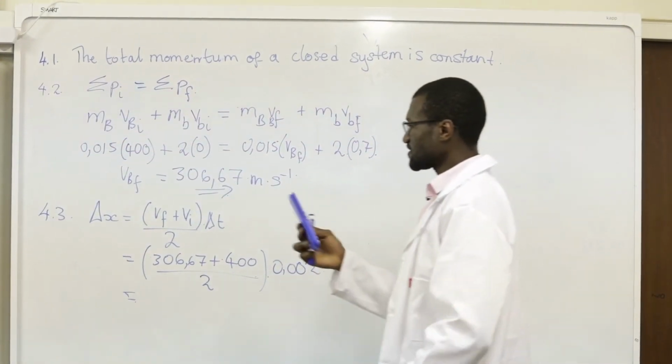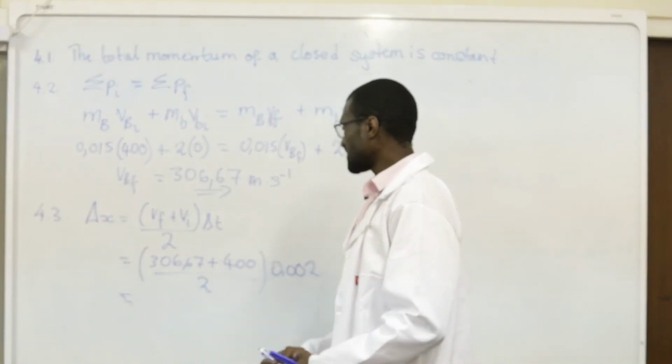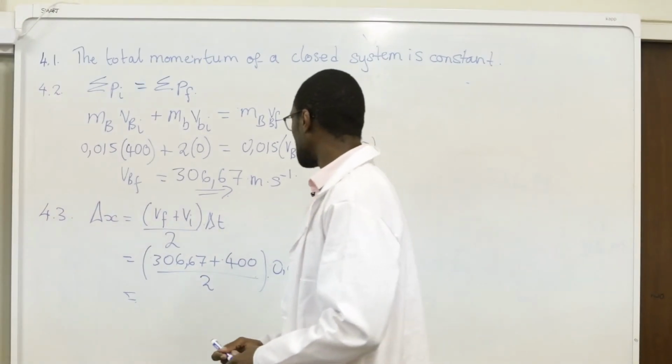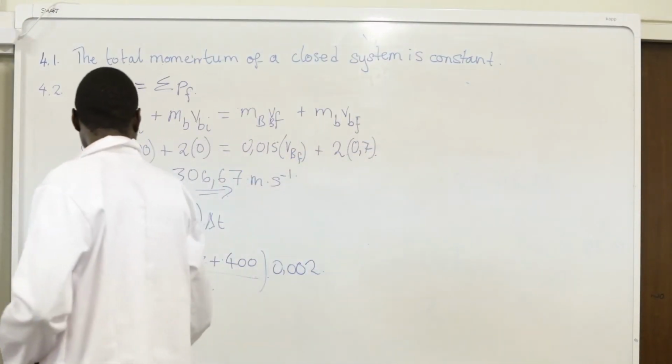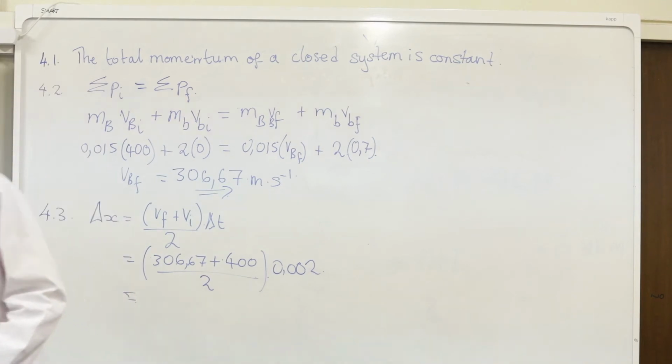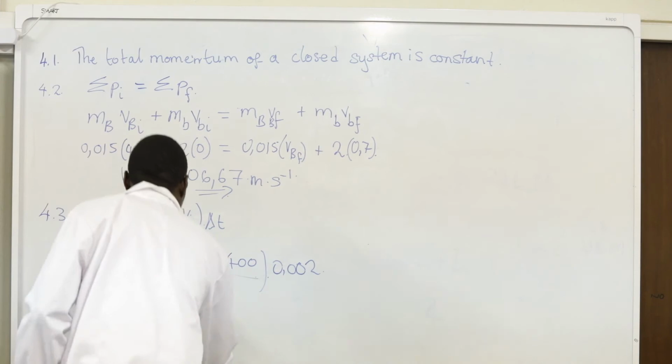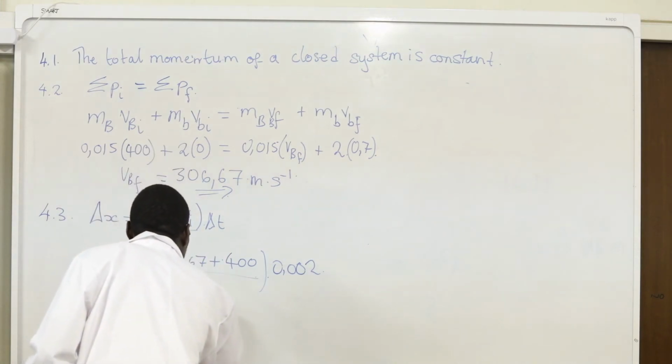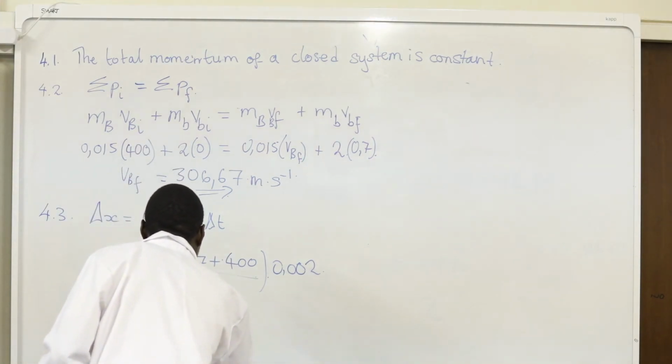All right, so pull out your calculator and let's calculate the value of the change in x. Our value for change in x, if you have calculated it, is equal to 0.71 meters.